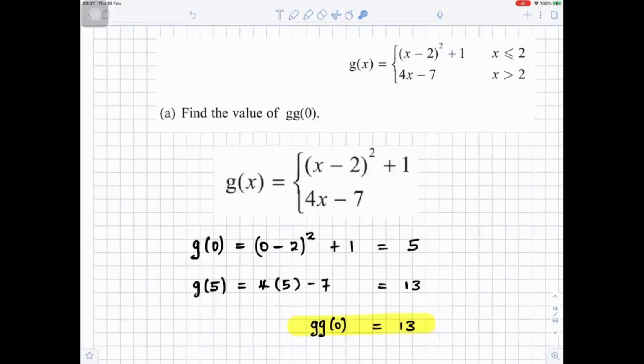And one thing to remember is we have here when x is less than or equal to 2, we are using this function. That is why when we have g of 0, we put it in this one, because 0 is less than or equal to 2. Now when we get 5, 5 is bigger than 2, so we put it in this one here: 4 times 5 minus 7.